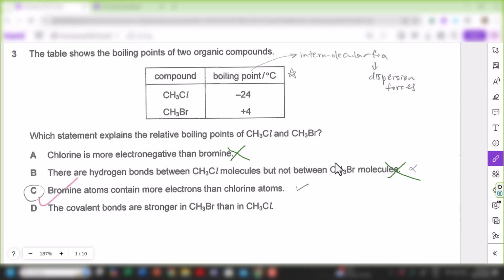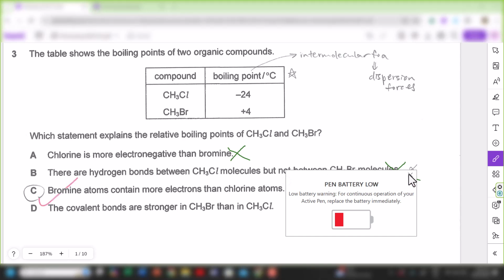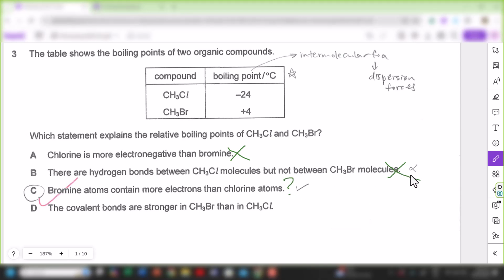C, bromine atom contains more electrons than chlorine atom. I will put a question mark here, because obviously you're not going to write this for structure and free response questions. But it does showcase indirectly that it has a larger electron cloud. So I'm going to put a question mark. D, the covalent bonds are stronger.